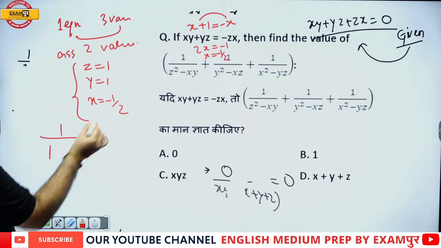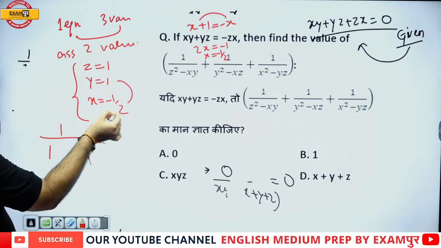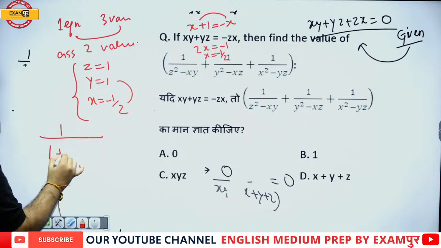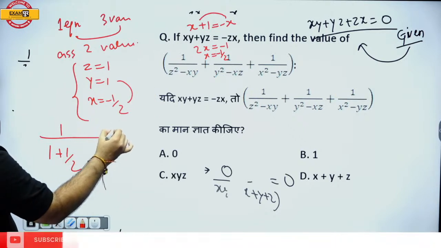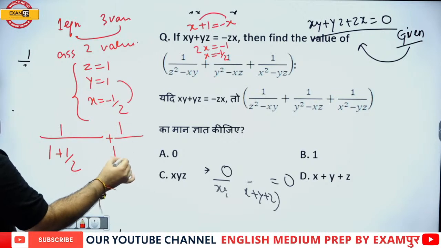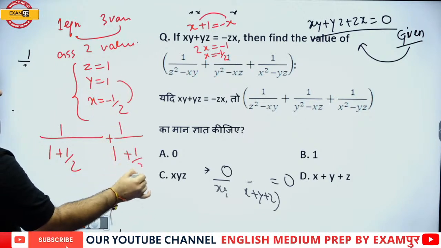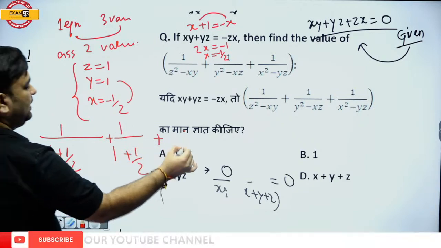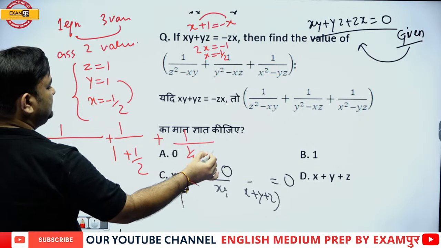1 upon x square, 1 minus xy. So xy is minus 1 by 2, so minus of minus, plus 1 by 2. Plus 1 upon y square, 1 minus xz, minus of minus 1 by 2 again, plus 1 by 2. X square is 1 by 4, minus yz is 1.